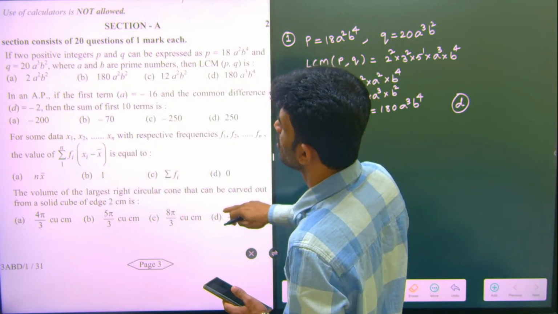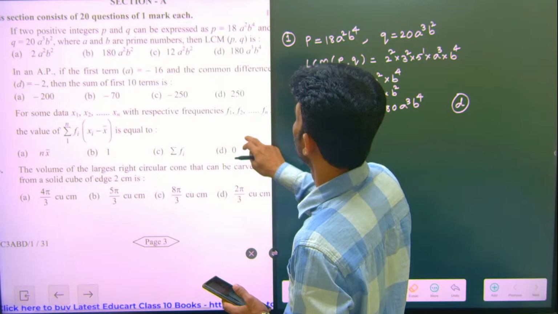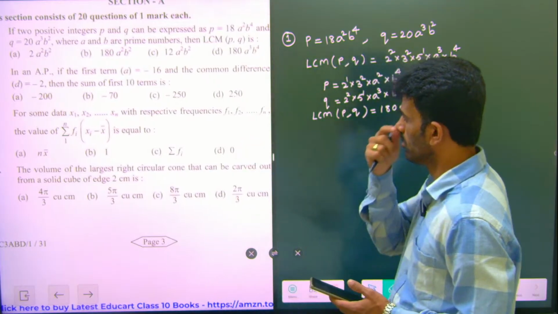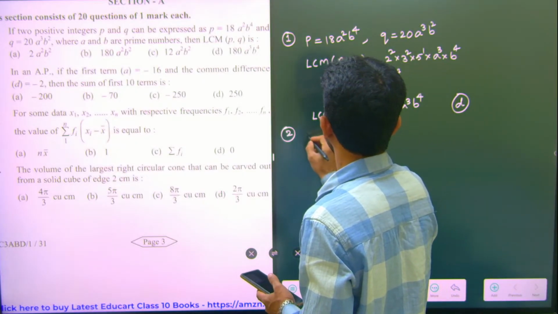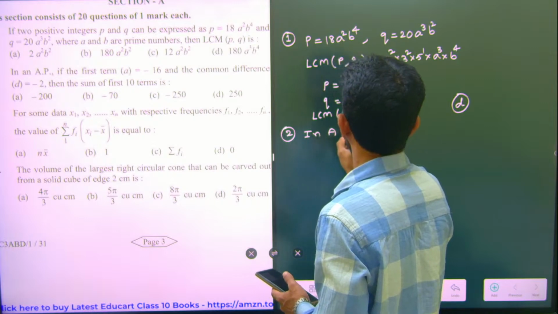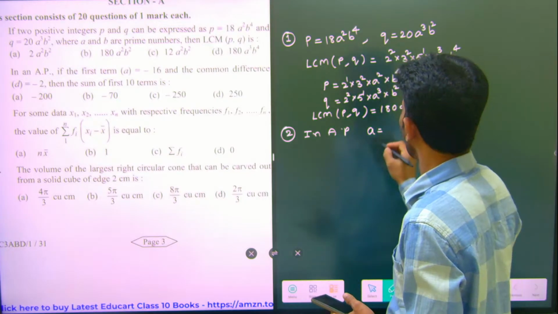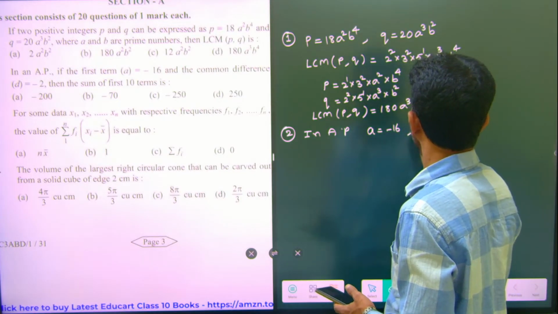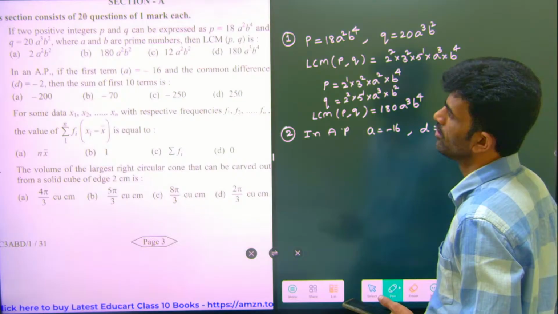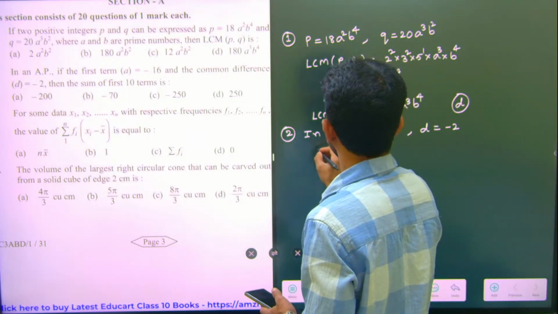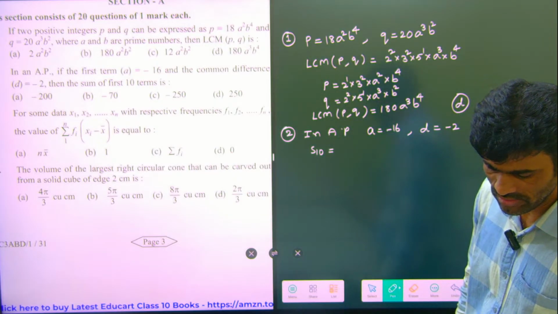Question number 2. What is the result of question number 2? In an AP, A is given as minus 16 and D is minus 2. Then they are asking the sum of the first 10 terms. They are asking S10. So how do we find S10?